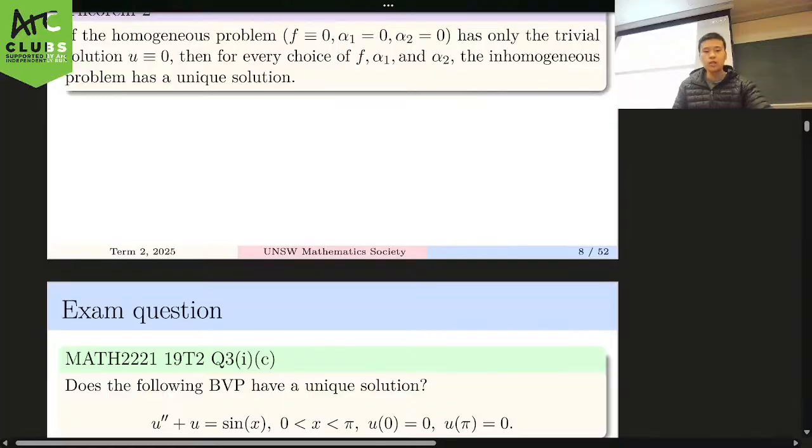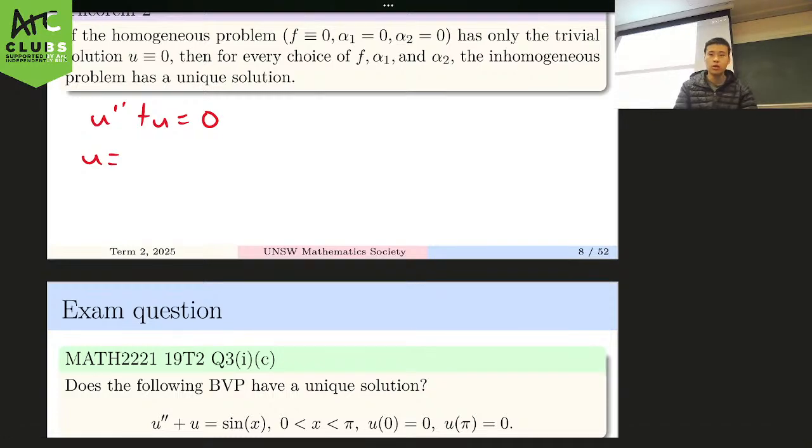So here we're going to analyze: does the following boundary value problem have a unique solution? Essentially, what we can do is tackle the homogeneous problem, when this sine x is 0. So we have u double dash plus u equal to 0. From what Brennan probably discussed, you'll see that the characteristic equation is r squared plus 1 equals 0. So it's going to be complex.